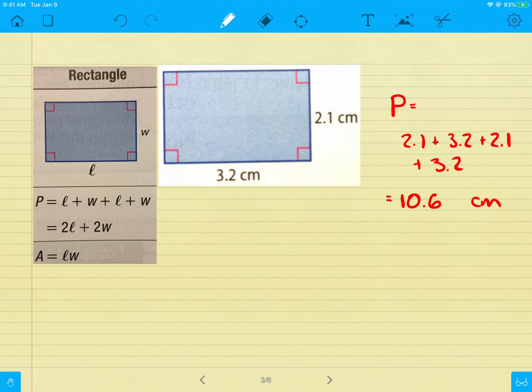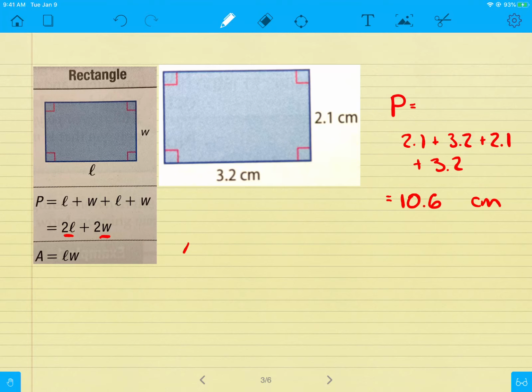Now, if you're looking over here, like the formula says, you could take 2 times one of the lengths and 2 times one of the widths, and add those 2 together. It's a different way to do it. Most people just type in the numbers and add them up. It's just as fast. But again, you get perimeter, total fence line around the object, 10.6 centimeters.